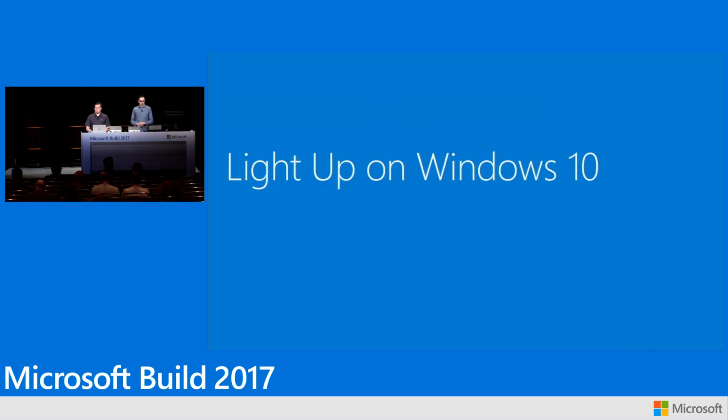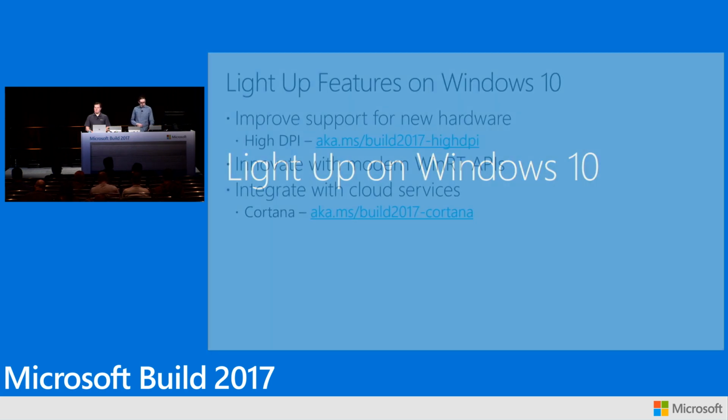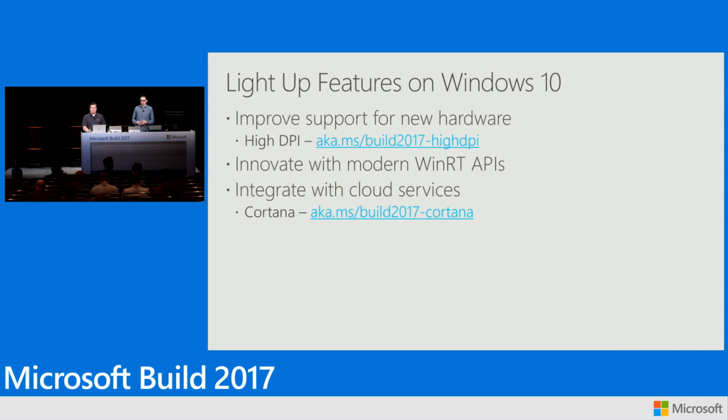So now that we've onboarded to the desktop bridge, let's light up some functionality on Windows 10. So we're going to demonstrate a few features here, but really the focus is on the patterns that we're demonstrating. The first pattern is improving support for new hardware. Then we're going to innovate with some modern WinRT APIs, and I'll show you how to do that. And then finally, we'll show some service integration with Cortana. There are a lot of great opportunities available to you to modernize your apps, and these are 3 classes of changes you might want to make when doing that.